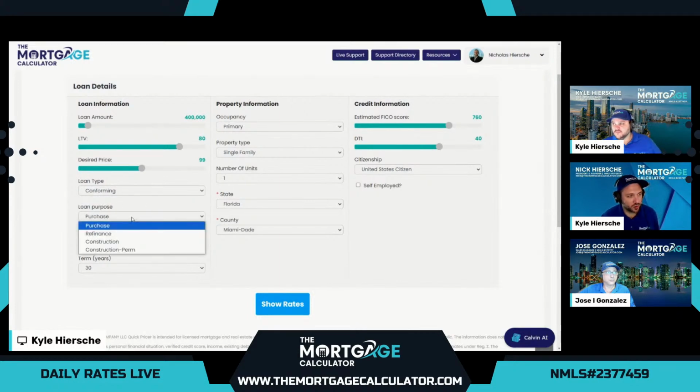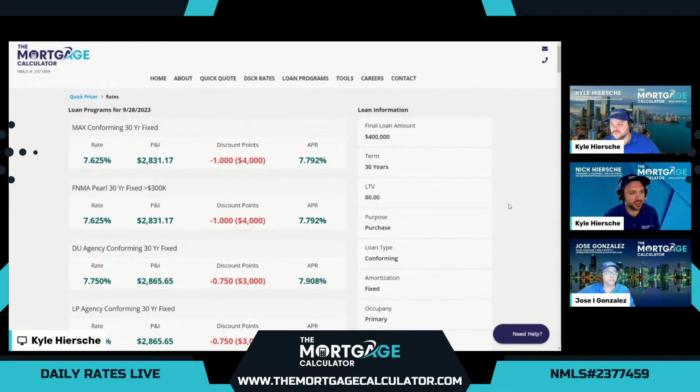So we'll start with conforming, purchase, 30-year fixed, standard loan, primary occupancy, single-family home, 1 unit, state of Florida, county of Miami-Dade. And for all of our demos, we'll use an estimated FICO score of 760 and an estimated debt-to-income ratio of 40%. So with these settings, as we do every day, let's see what conventional is looking like.